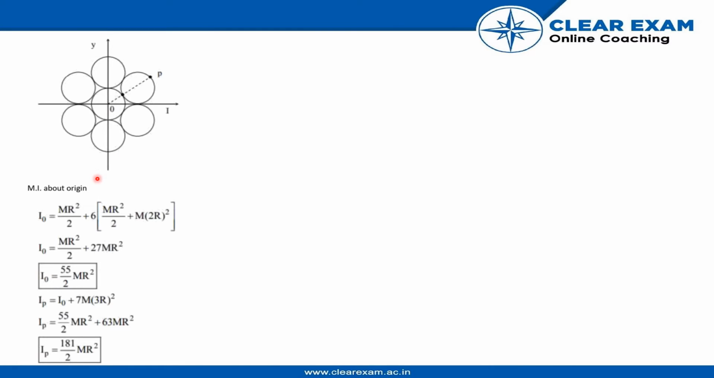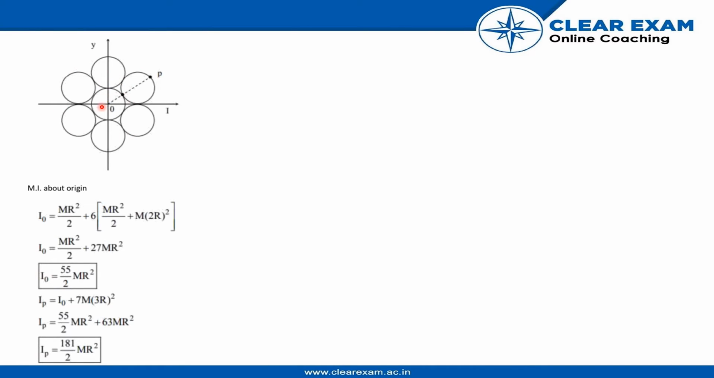So we have to find the moment of inertia about the axis normal to the plane passing through P. Right, so first we'll find the moment of inertia about the center, that is O. It goes as the moment of inertia of the central disk is mr square by 2. I hope you're familiar that the moment of inertia of the solid disk about its center is always mr square by 2. So in this case also, the moment of inertia of the central disk about its center is mr square by 2, plus we have 6 other disks surrounding it.